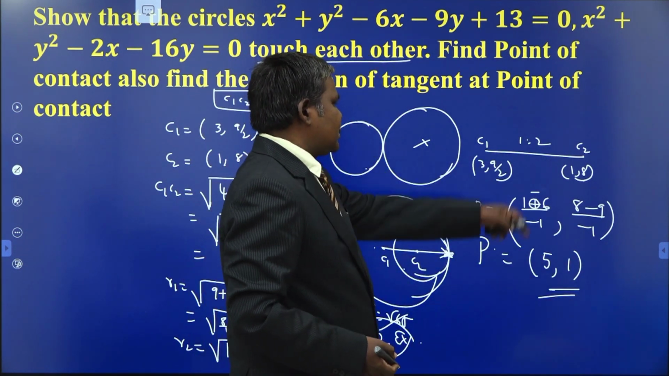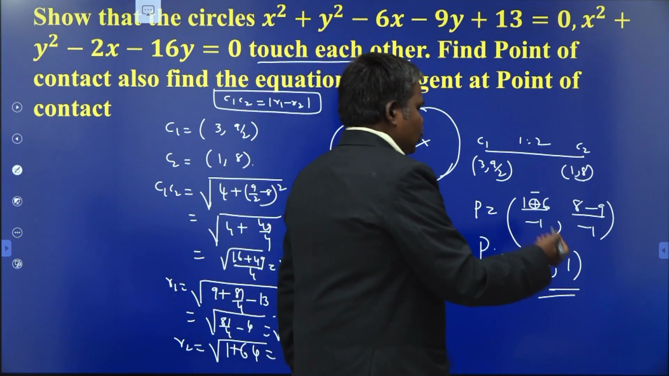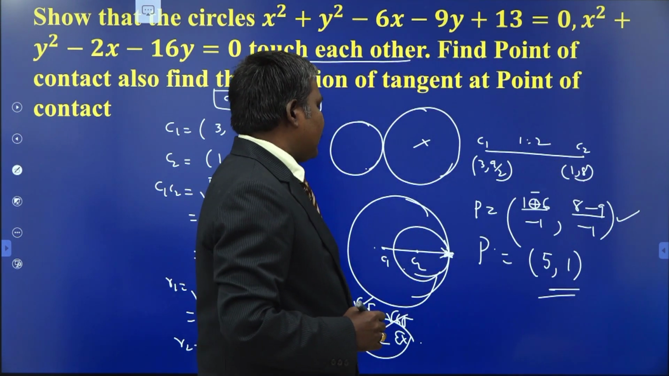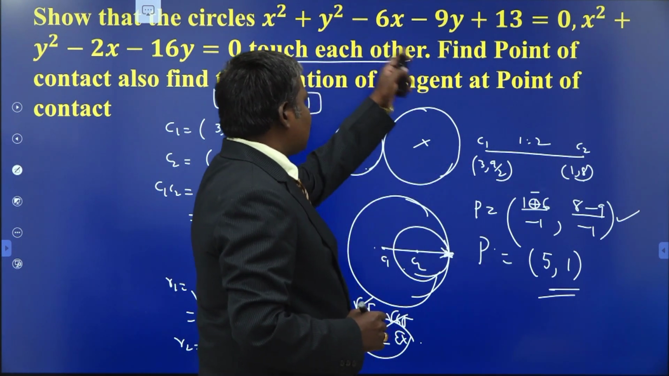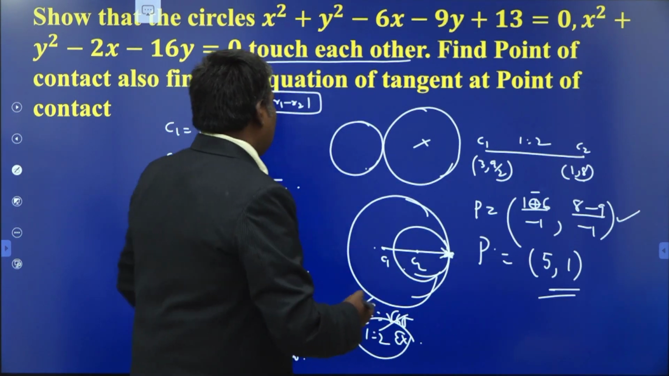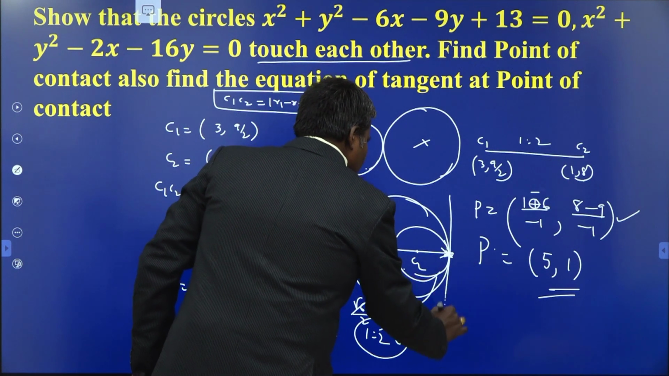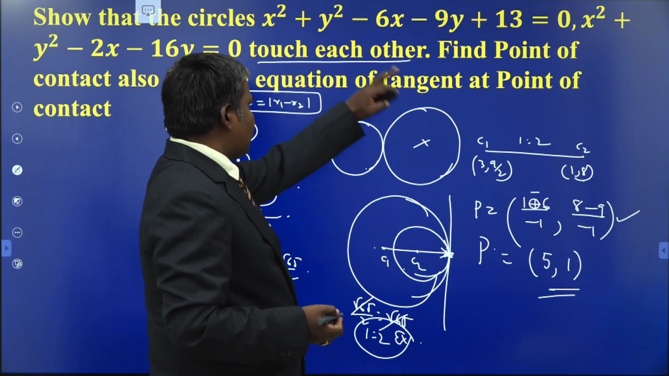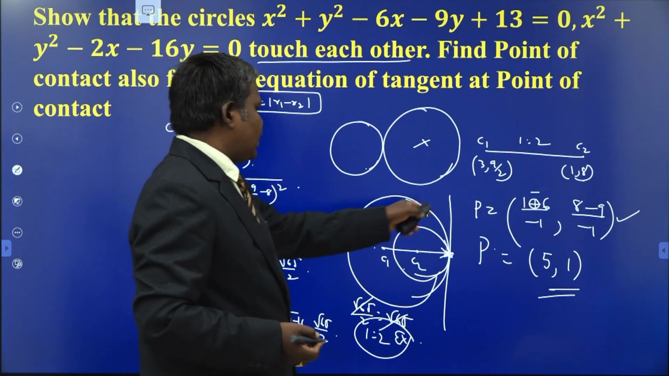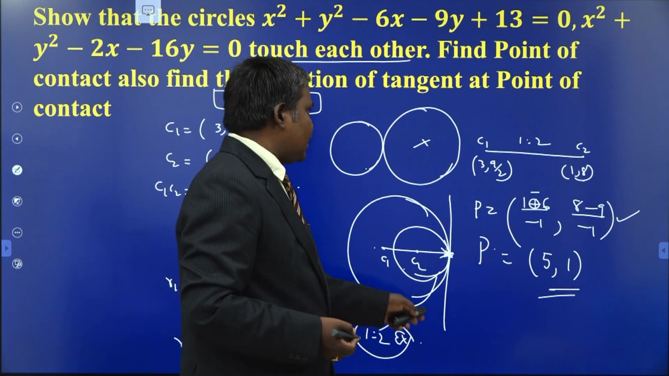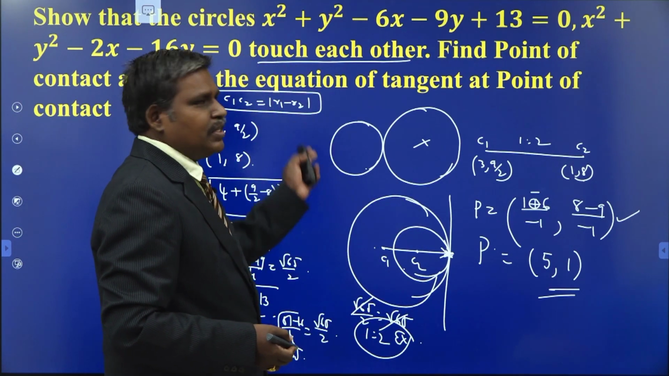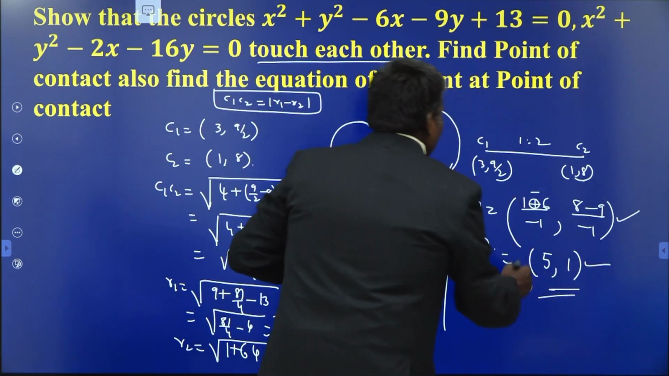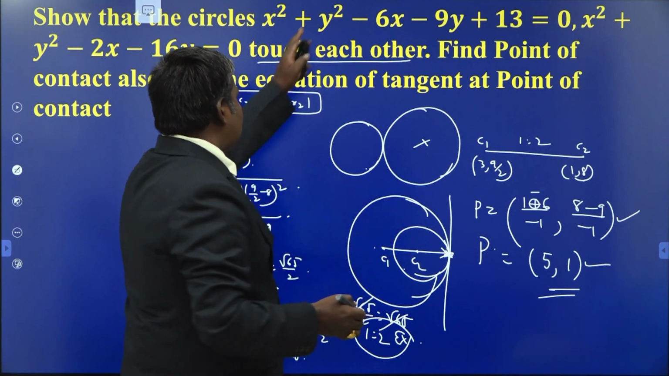You have to write the external ratio formula, mx2 minus nx1 by m minus n. At this point you have to write S1 equals 0. We obtain the common tangent for these two circles. When you are dealing with a system of circles, you just subtract one circle from another circle, you get the tangent at that point of contact. At this time you have to write S1 equals 0.